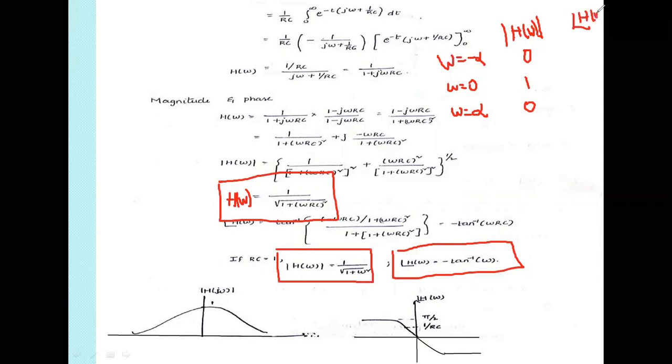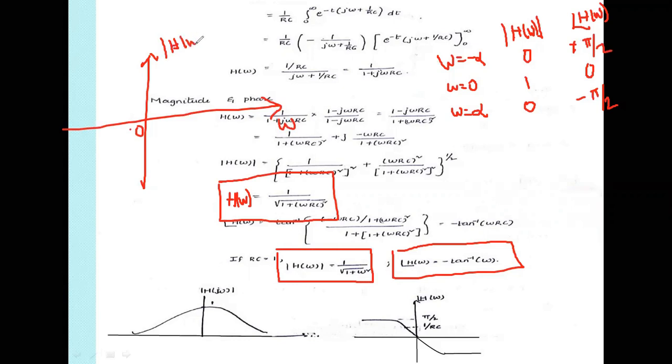Angle of H of omega: when omega is equal to 0, tan inverse 0 is 0. When omega is equal to plus infinite, you get minus pi by 2. And minus infinite means minus of minus tan inverse, that is, tan is sine by cos, and sine is an odd function, so you get plus pi by 2. So using this relation, you can draw the magnitude plot. When omega is equal to 0, the magnitude of H of omega is equal to 1, the maximum value.